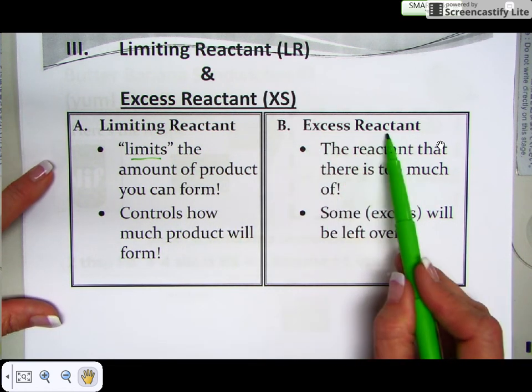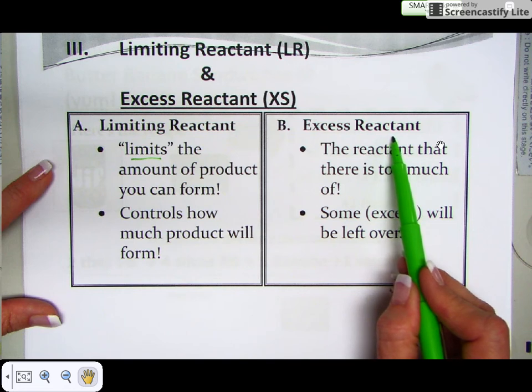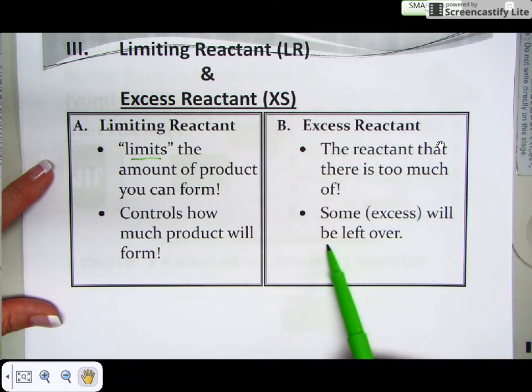The excess reactant is exactly what it sounds like. It's going to be in excess. There will be some of it left over.